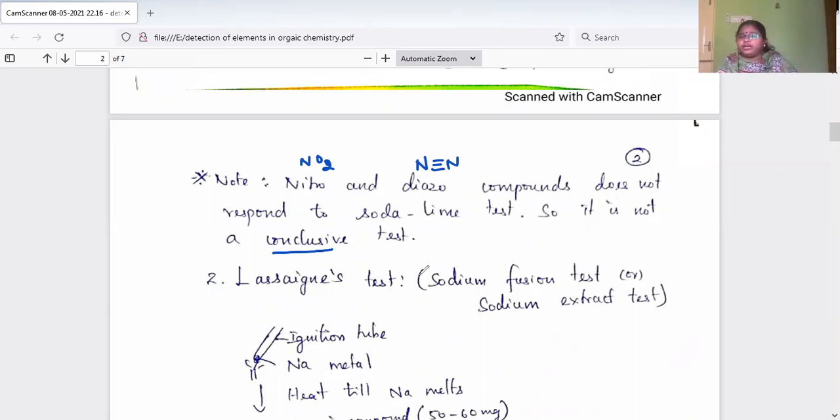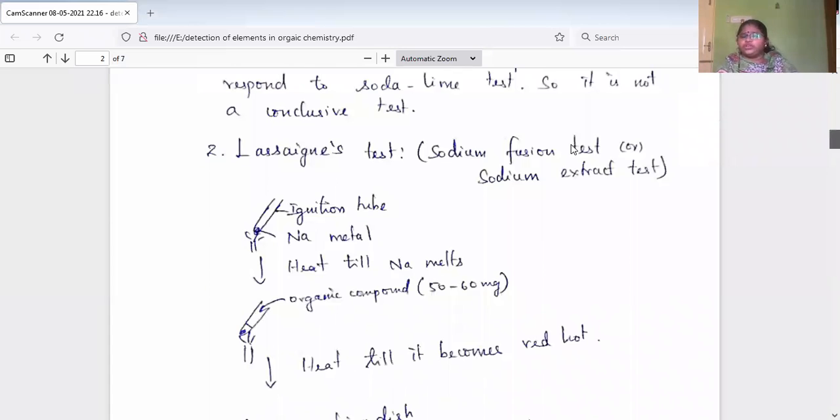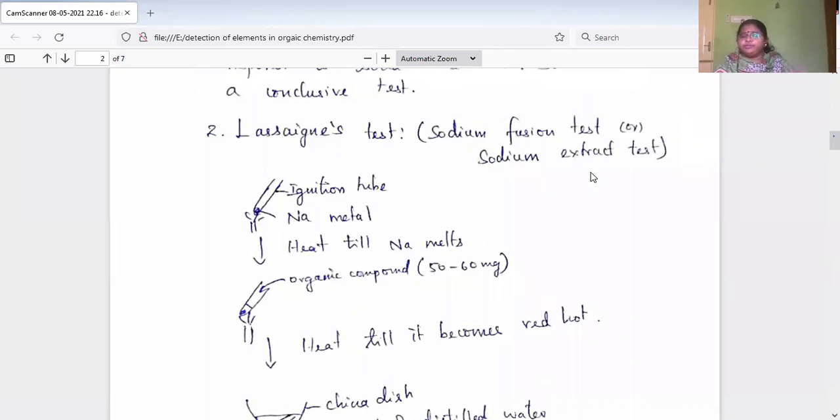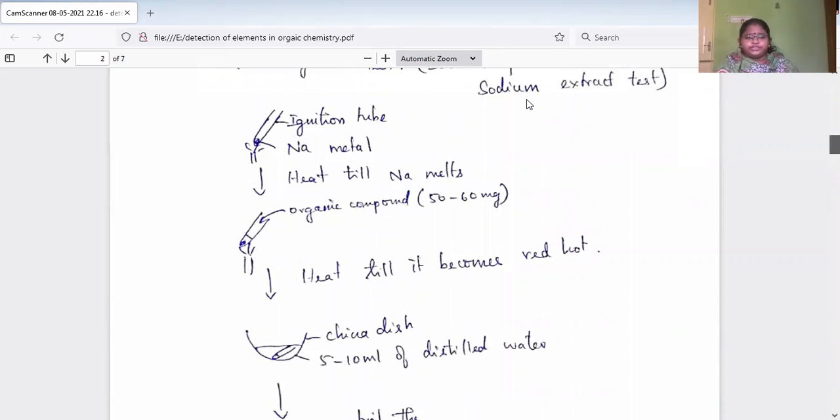So what do we have to do? Then we have to go to the confirmatory test. The confirmatory test is Lassaigne's test, which means the sodium fusion test or sodium extract test. What is it? Listen carefully. An ignition tube means a very small tube, even smaller than an injection syringe cap. The ignition tube is this much in size only, and very thin.